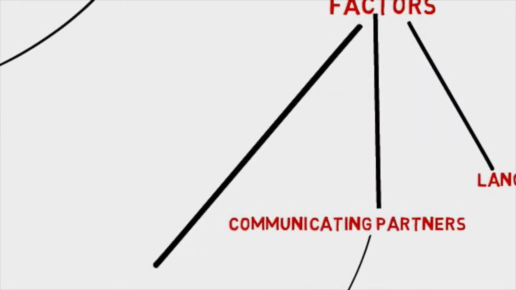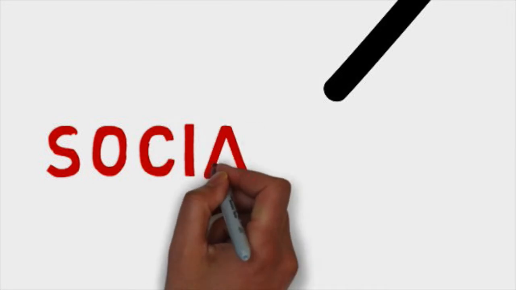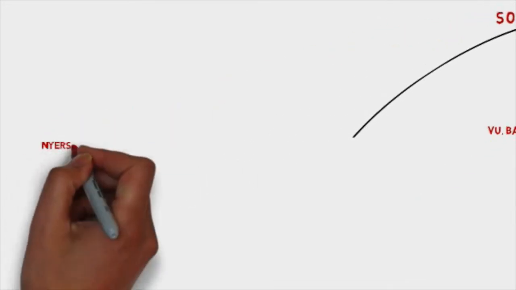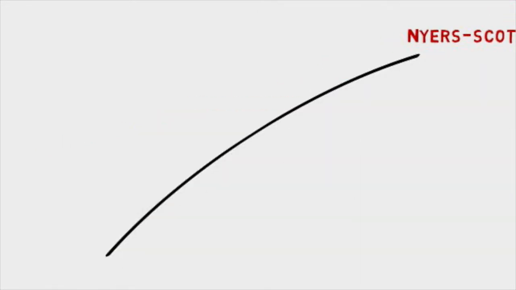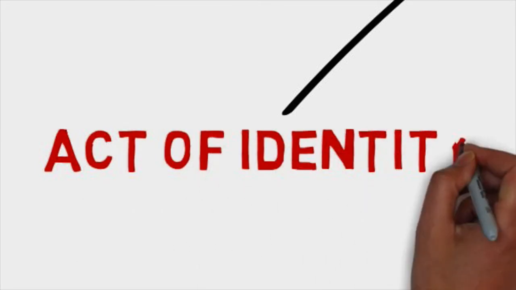Socializing with others affects code switching as well. Individuals code switch to demonstrate solidarity. One might code switch for group membership. For example, one might code switch depending on the ethnic group of the individuals one is socializing with.